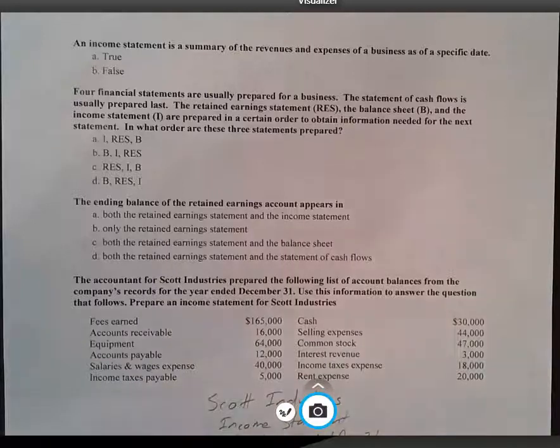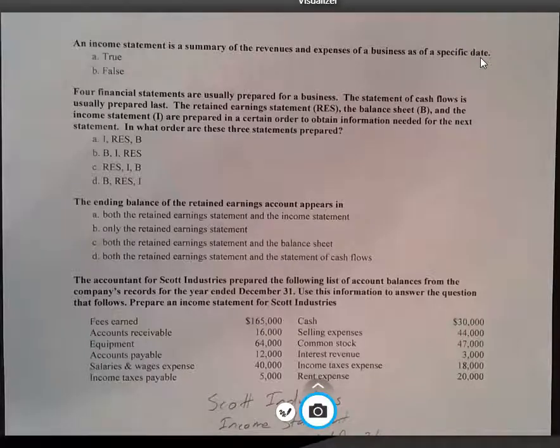Okay, so let's keep going with our discussion of Chapter 1, which is basically an introduction to financial accounting. So we've got some little exercises we're going to do here. This first one, true, false. An income statement is a summary of the revenues and expenses of a business as of a specific date.